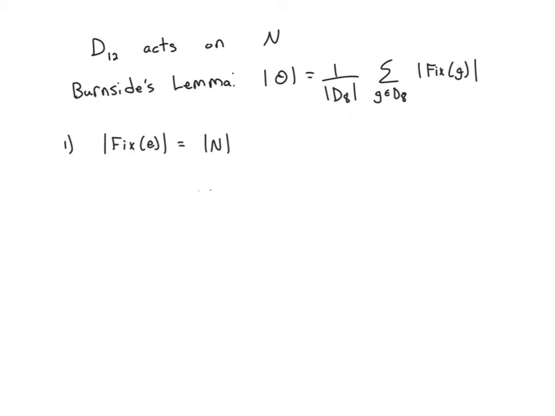Well, by Burnside's lemma, the number of orbits is given by 1 over the size of the group times the summation over every element of the group of the number of fixed points of that group element. So that means we're going to have to look at the number of fixed points for every group element in order to solve this problem. So first group element we look at, the identity. The identity always fixes every element because one of the axioms for a group action is that e dot x is equal to x. So you get the whole set.